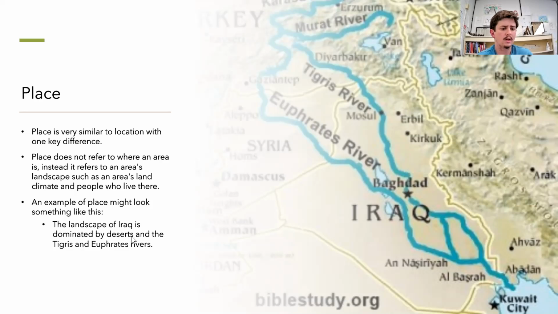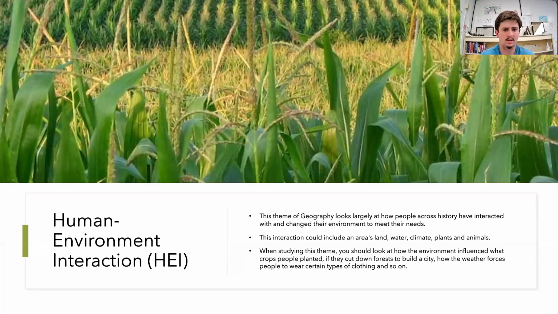But think of place as simply what an area is like. And then location is where is it. So if you're locating something, you're finding out where it is. And if you're telling me about a place, you're usually talking about what it's like there. So hopefully that helps a little bit.